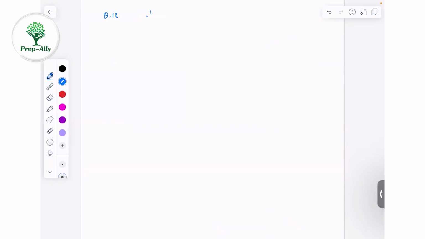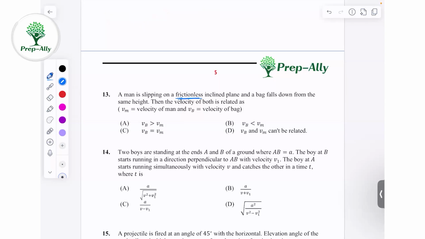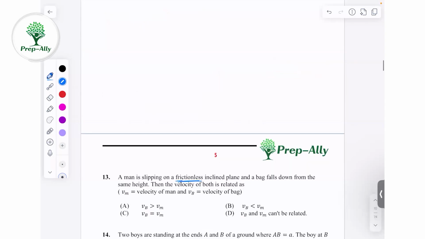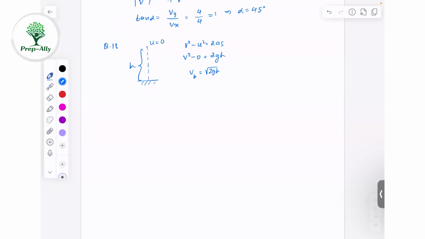If a body falls from rest through a height h, then the velocity acquired: v square minus u square is 2as. In this case, v square minus 0 is 2, acceleration is g, and displacement is say some h. So we get v is 2gh under root. So this is the velocity of bag, which falls vertically from a height h.